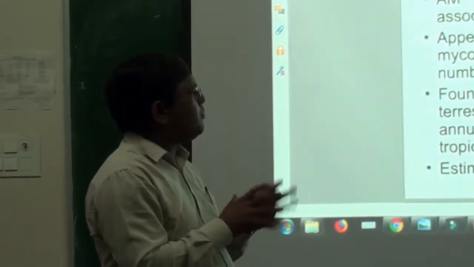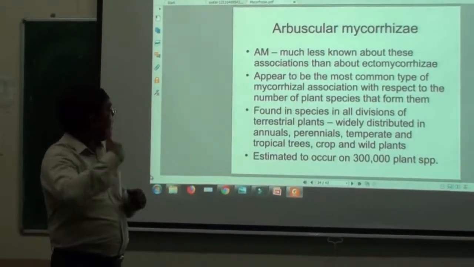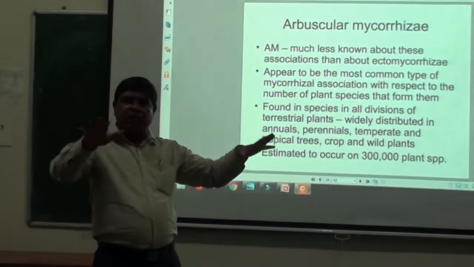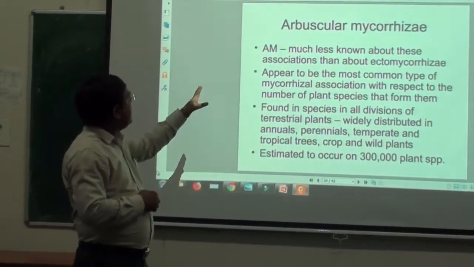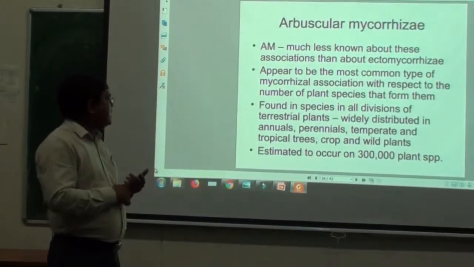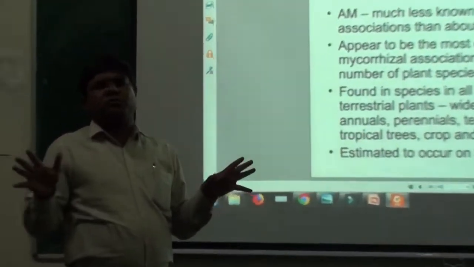This can be seen in most of the common types of mycorrhizal association with respect to the number of plant species that form them. It is also seen in all divisions of the terrestrial plants, whatever land plants are there. Everywhere you can see this AM arbuscular mycorrhizae. It is widely distributed in annual plants and perennial plants, temperate plants and tropical trees, crop plants and wild plants. Every type of species will get this arbuscular mycorrhizae. It is estimated to occur in 3 lakhs of plant species. Approximately 3 lakhs of plant species have been associated with this particular arbuscular mycorrhizae.